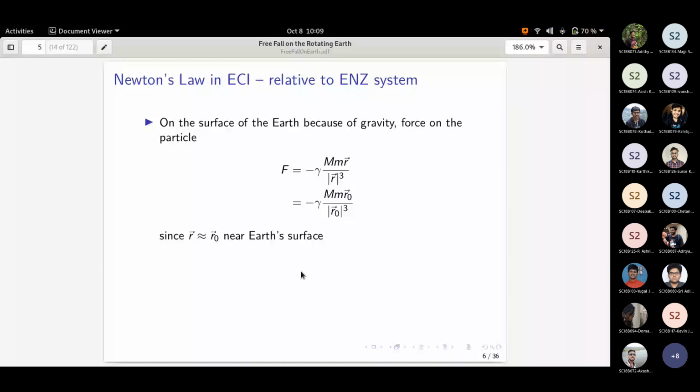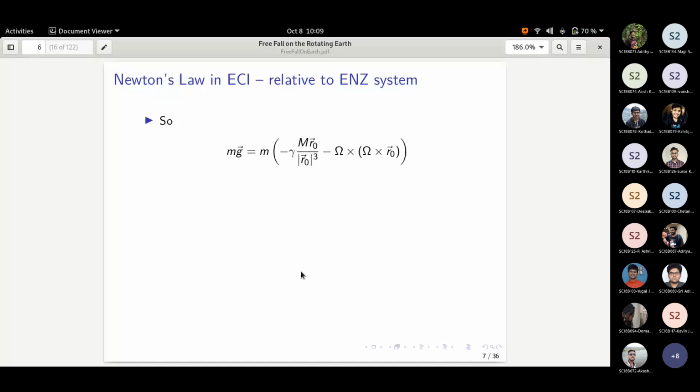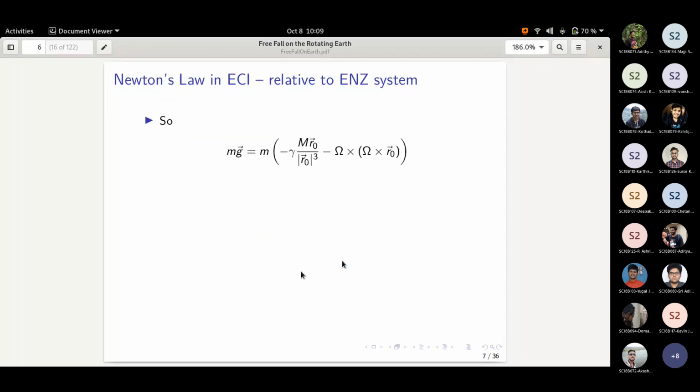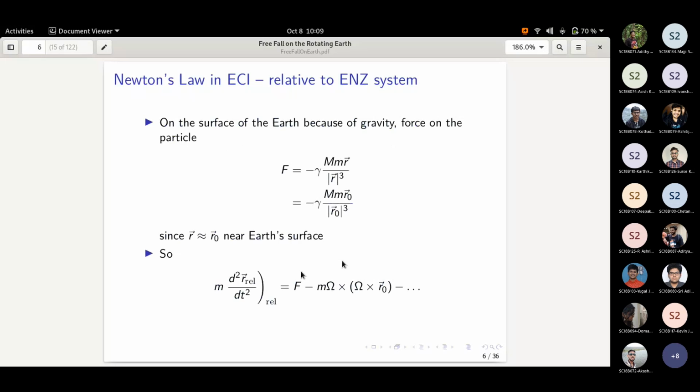So what we basically have to do is substitute this force in this particular expression. That's it. We will see what happens. Relative to the ENZ system, this is this particular quantity. We are just combining two expressions. This is minus m omega cross omega cross r naught within the same quantity.